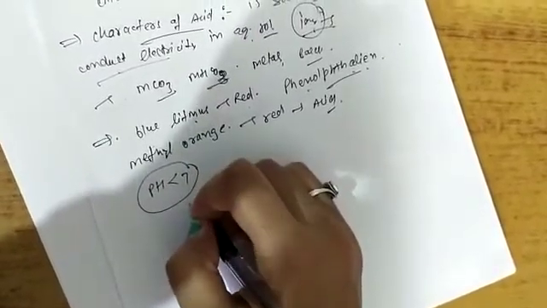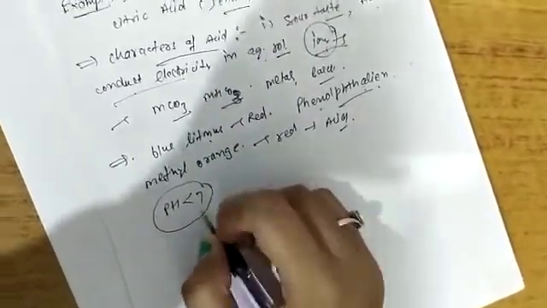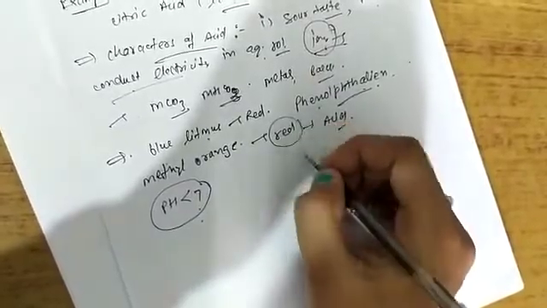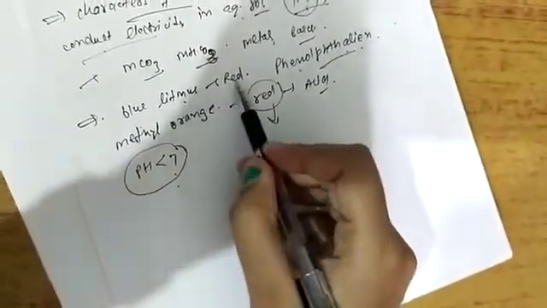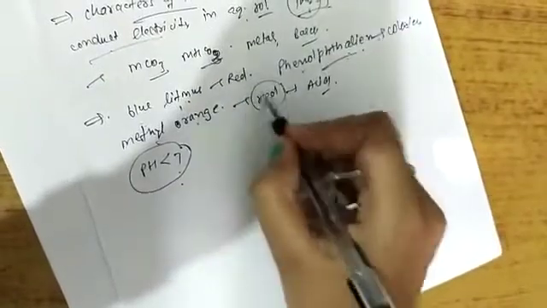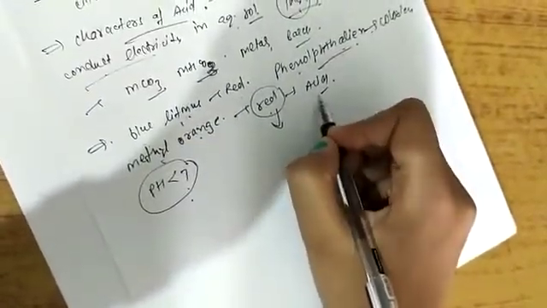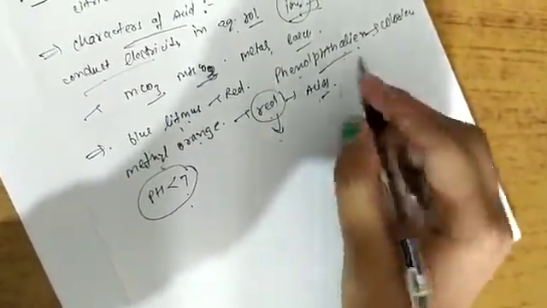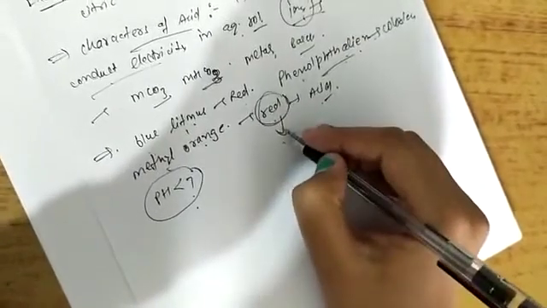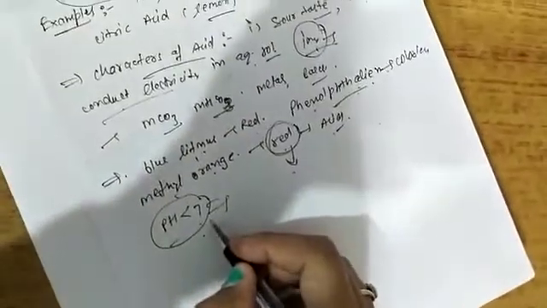Litmus solution also gives red color in acid, so blue litmus turns into red in acid, phenolphthalein remains colorless in acid, methyl orange turns into red in acid solution, and litmus solution also gives red color in the acid solution, and the pH of acids remains less than 7.